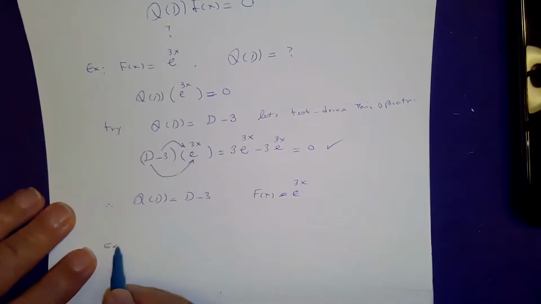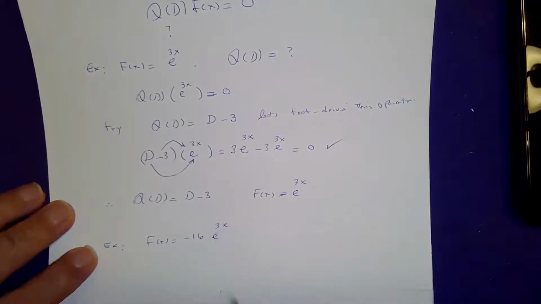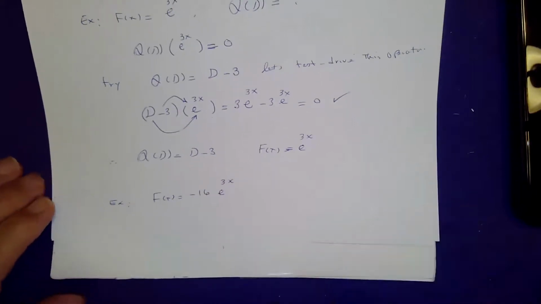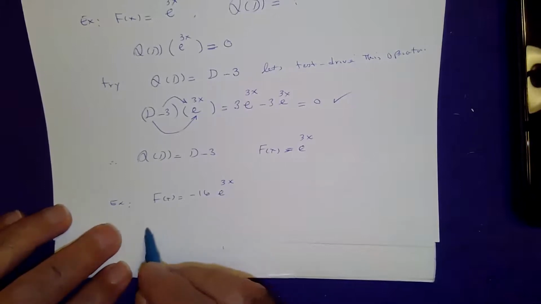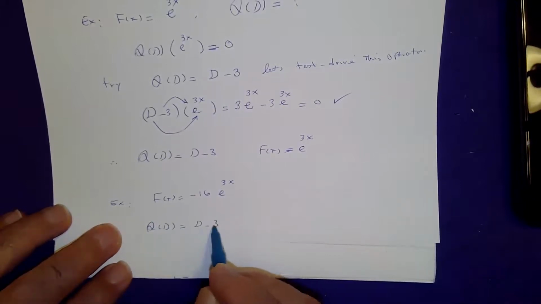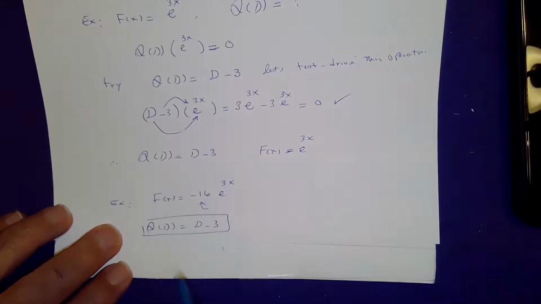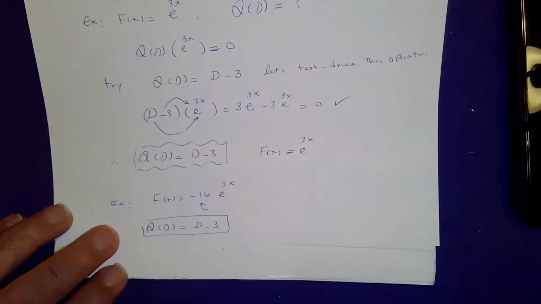Question: what if this guy had a coefficient like, let's say, negative 16 e to the power of 3x? Would that negative 16 put any dent on the annihilator? What do you think? You want to take a wild guess? Would that put any dent in the final answer? The answer is no, this is still D minus 3. So this coefficient is irrelevant. It doesn't put any dent in your differential operator.